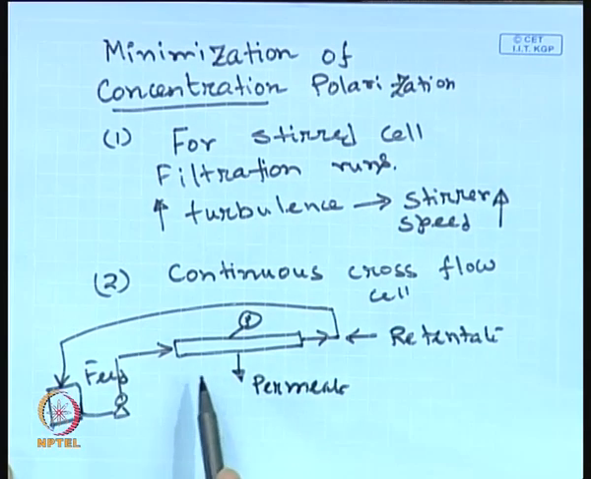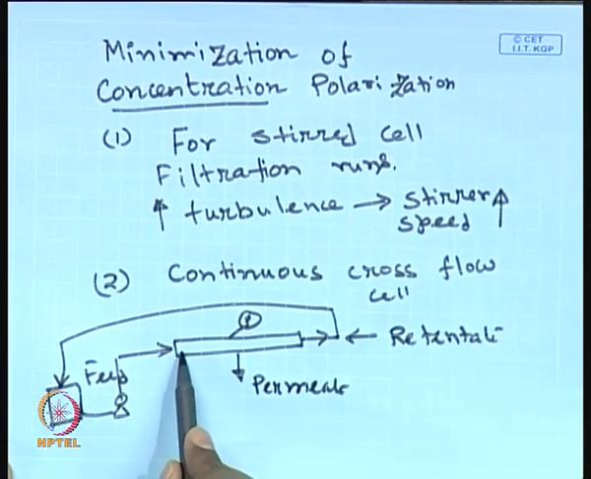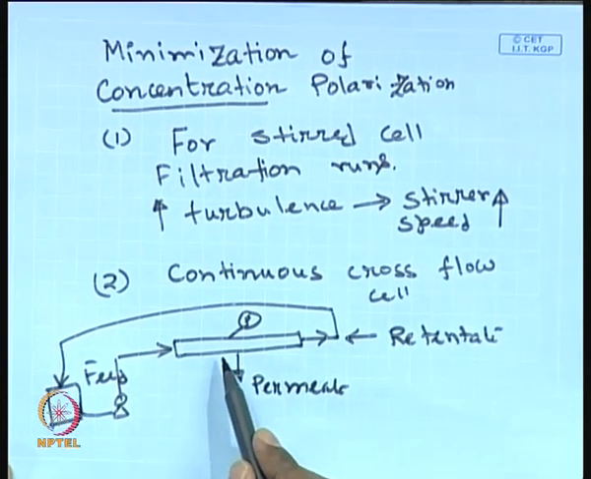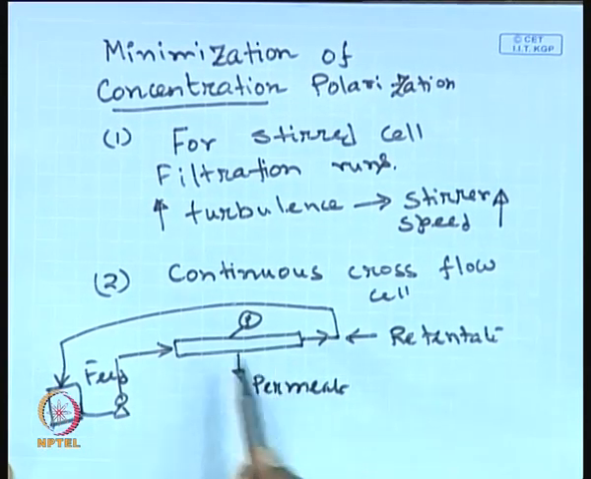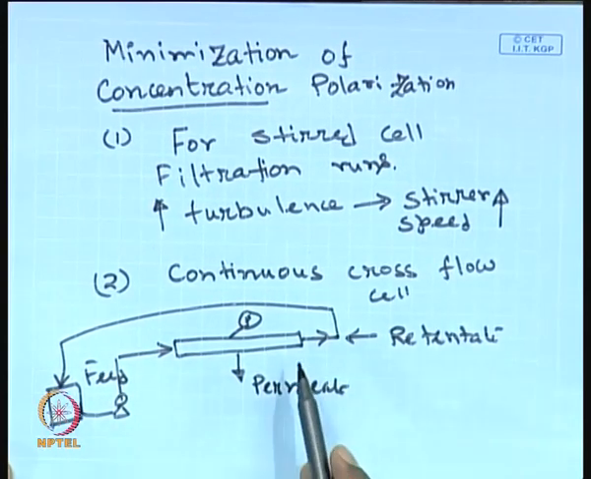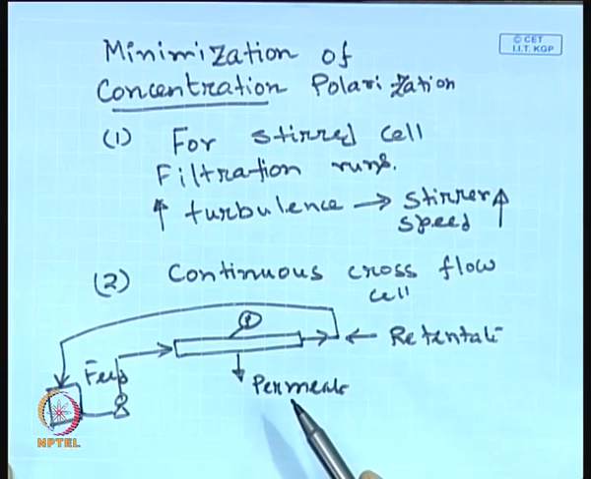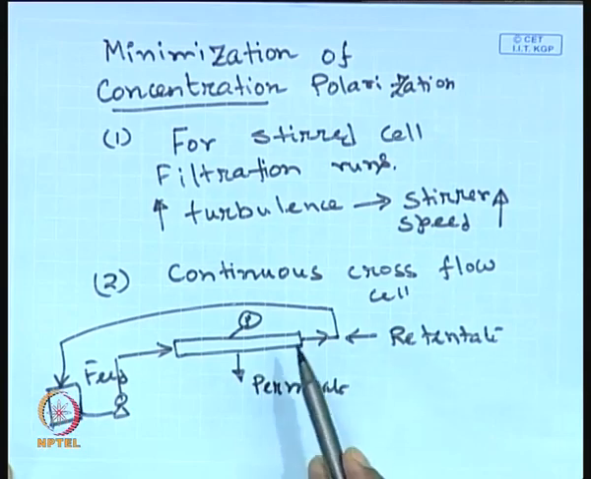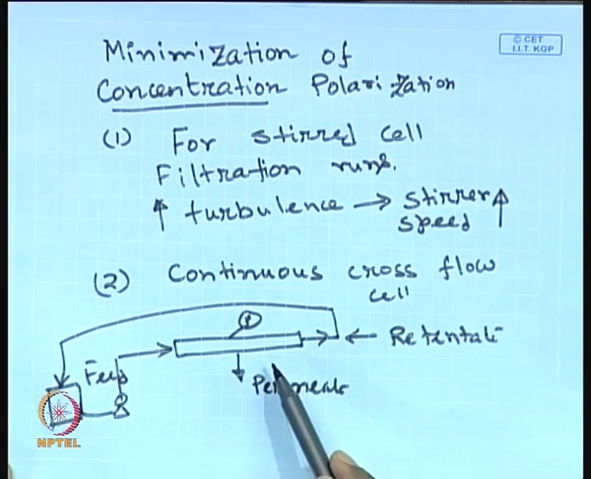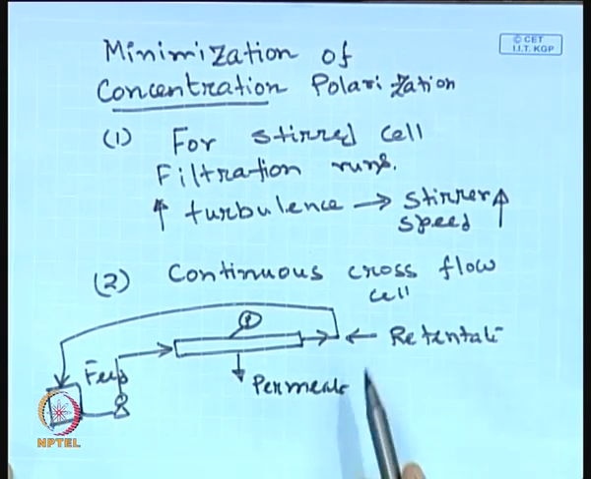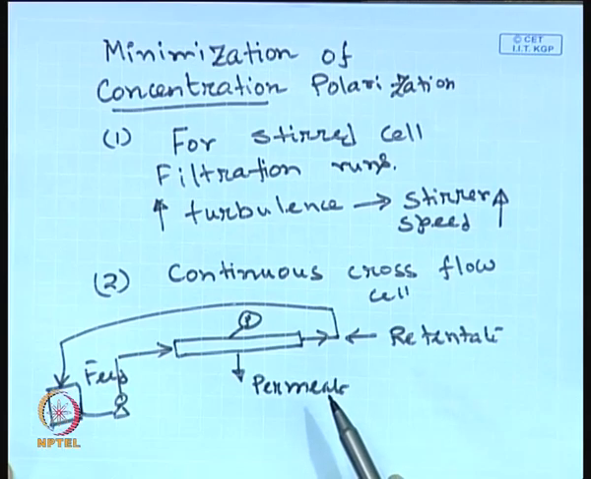Now, by increasing the feed velocity over the membrane surface, what will it do? It will decrease the deposition of the solutes over the membrane surface. So, one can increase the feed velocity over the membrane surface and decrease the thickness of the concentration polarization layer. Since the thickness of the concentration polarization layer will decrease, the permeate flux will increase because it offers less resistance against the solvent flux. So, one can get increased productivity.